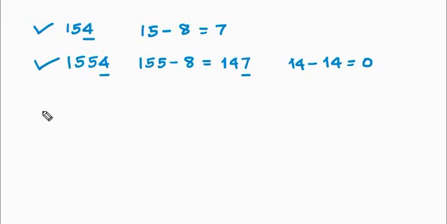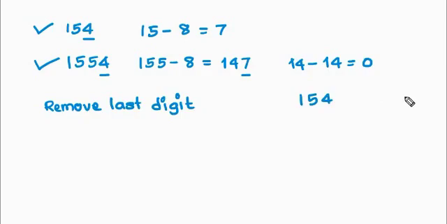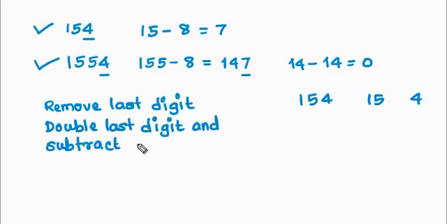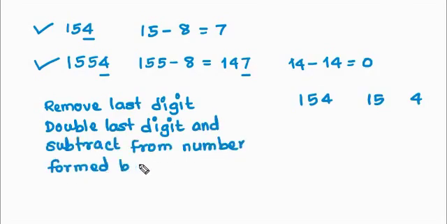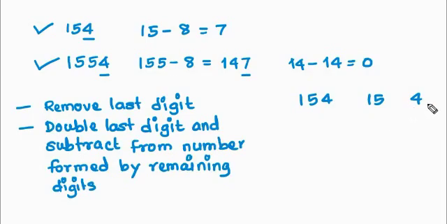So what is the method? The method is: step 1, remove the last digit. In 154, remove the last digit. So if I remove the last digit 4, then the remaining number is 15. So I get two numbers, 15 and 4. Step 2 is subtract double of this number. So what is double of 4? It is 8. Subtract it from 15, which is the number formed from the remaining digits. We subtract it, we get 7.